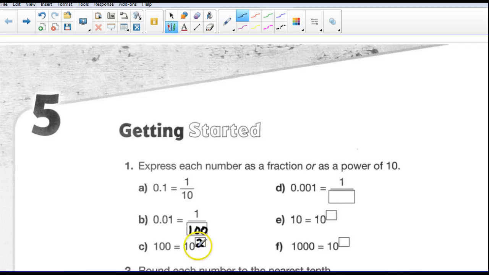to the power of 2. That's an exponent, 10 squared. Let's do D, 0.001. Well, this is to the thousandths column, so this is just 1 over 1,000. 10 is just equal to 10 to the power, or the exponent of 1, and 1,000 is equal to, well, how many zeros? We'll just count the zeros, 1, 2, 3. So that's equivalent to 10 times 10 times 10, which is 10 to the exponent of 3, or 10 cubed.